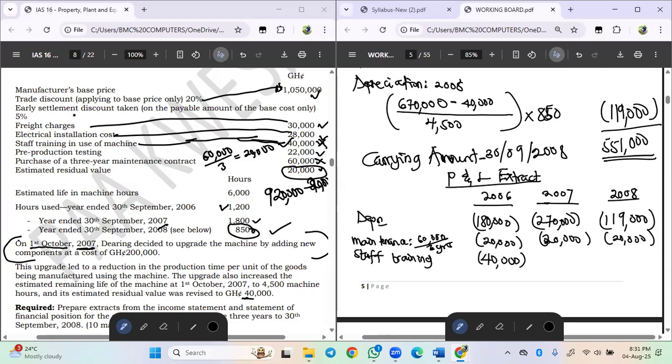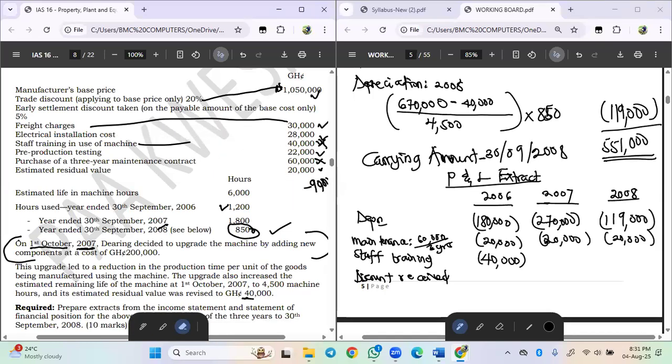Now, early settlement discount. That one will be discount received. We did cash book. We know discounts received and discounts allowed. So this one is the discount received, early settlement discount taken on the payable amount of the base cost only. So based on this information, who can determine the discount received for me?